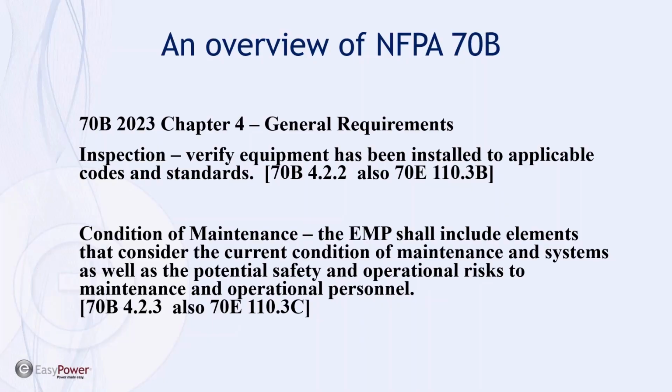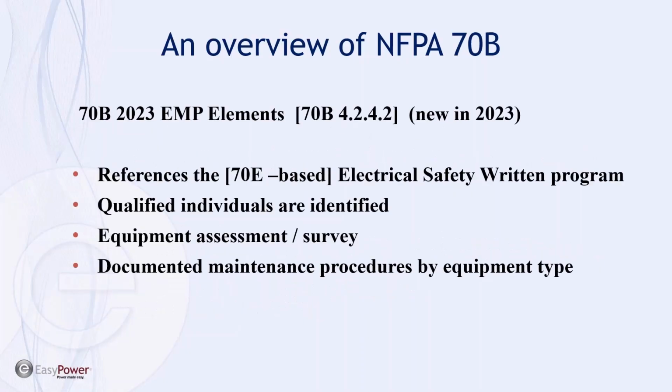Condition of maintenance, of course, is the elements of maintaining the electrical system. The reference of Article 110.3 in 70E says you shall have elements of condition of maintenance within your electrical safety plan. Then we have the specific elements as we keep going, understanding what that content is and what our Chapter 4 requirements of 70B are, which flesh out that plan a little bit more along the way.